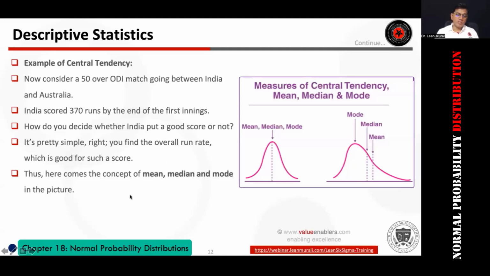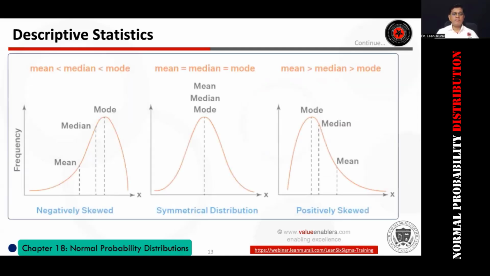Here comes the concept of mean, median, and mode. You can always calculate the run rate, and if that run rate is possible to achieve, then it is not a very challenging score. If it is difficult to achieve, it is a challenging score. So we always calculate the average runs per over, which is the run rate. Let us learn in detail about the central tendencies in the subsequent sections.